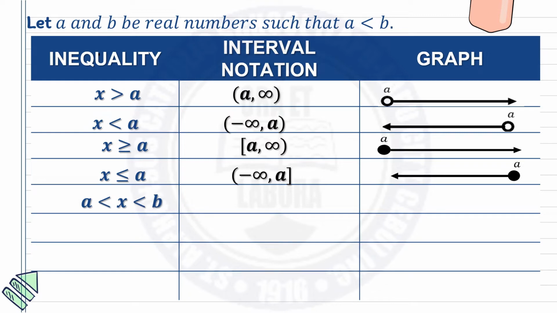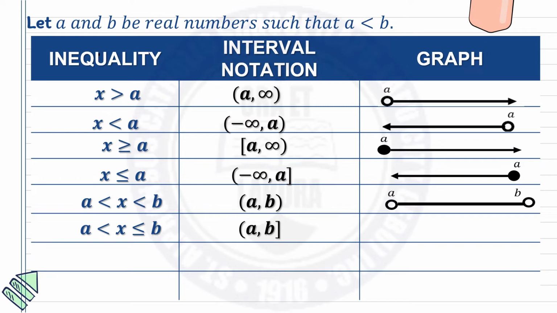Next, X is greater than A but less than B. You will have the interval (A, B). That means you will use hollow dots for A and B, and the answers are located in between A and B. Next, X is greater than A but less than or equal to B.